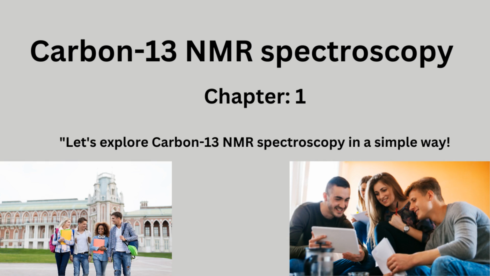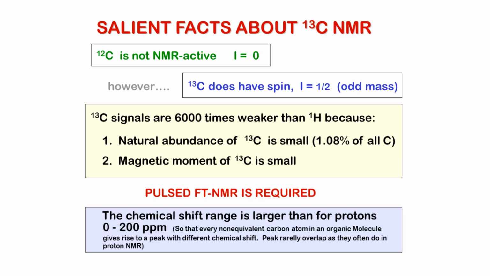Hello students, welcome to the fascinating world of carbon-13 NMR, a powerful tool in molecular structure determination. Students, we know that carbon-12 is not NMR active as it has I equals 0, while carbon-13 shows spin equals to half. Hence carbon-13 NMR provides unique insights. Due to the low natural abundance and small magnetic moment, its signals are much weaker than those of proton.